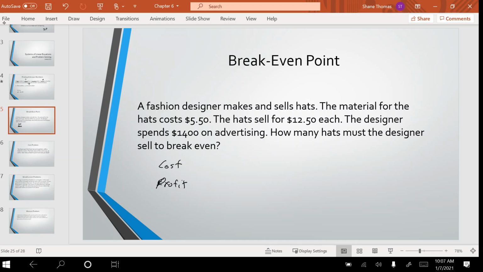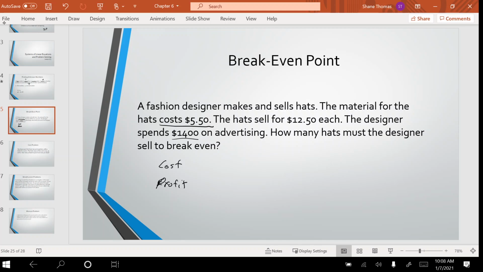So first off, let's talk about our cost. Which numbers up there are cost for us? Correct. So what's the 5.50? It's the material. It would be what you're paying the company to produce it before you sell it, right? That's what you're paying the factory, or wherever it's coming from. All right, and then after that, you also have advertising.